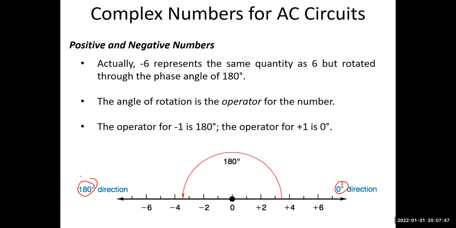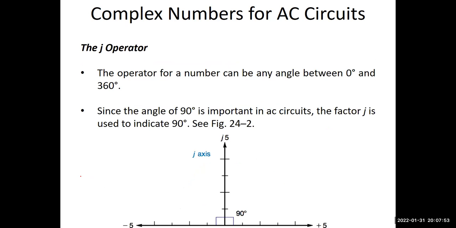And the operator for negative 1 is 180 degrees. The operator for positive 1 is 0 degrees. Okay. Now, let's talk about the J operator. The J operator is similar to the imaginary unit I.